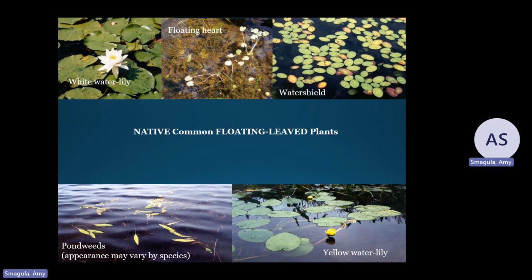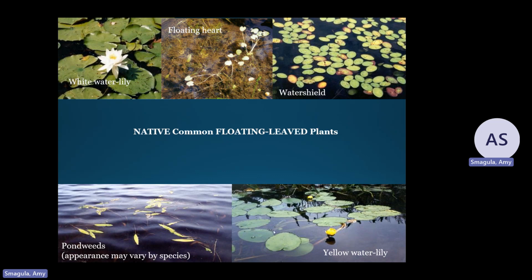Water shield is also usually mixed in. This one has an oval leaf. Sometimes they can turn whitish or reddish or yellowish on the surface, depending on time of year. As we get later in the season, they become a little bit more colorful. So that is another one you'll see.